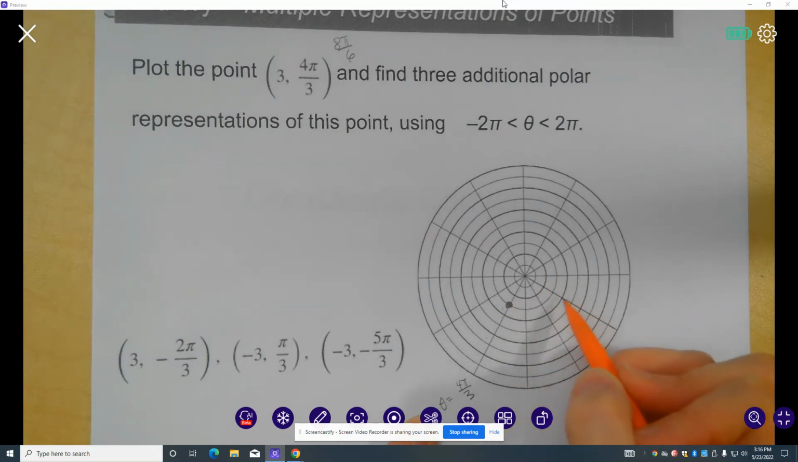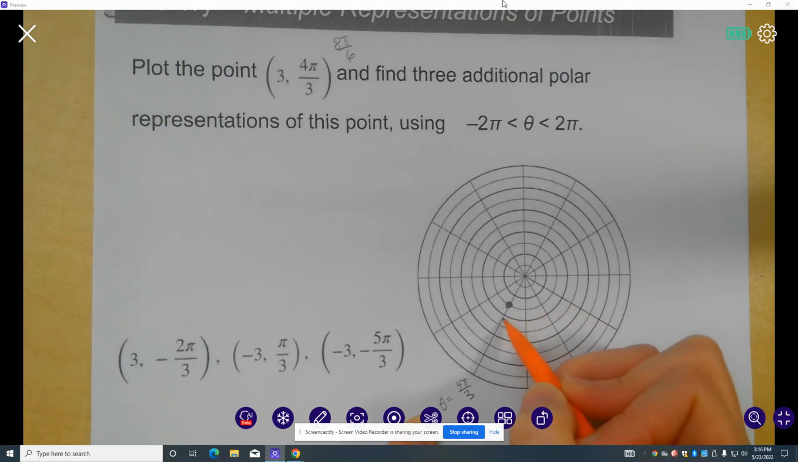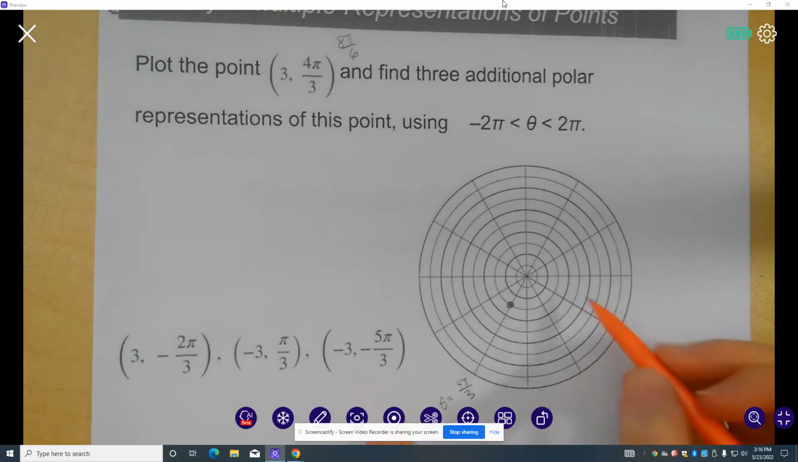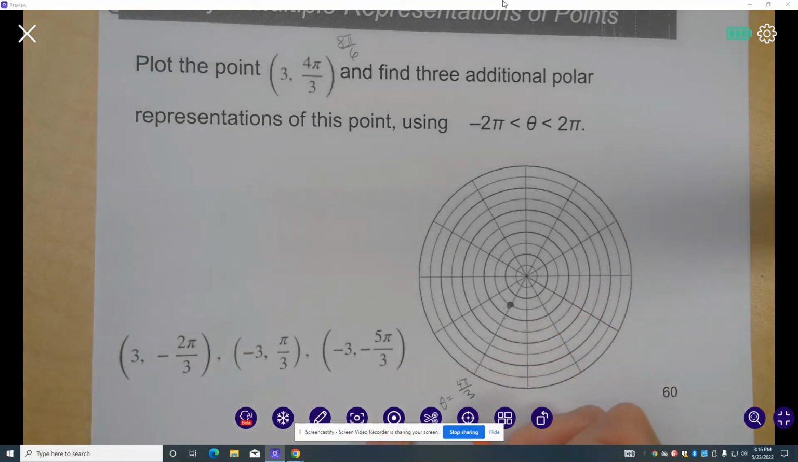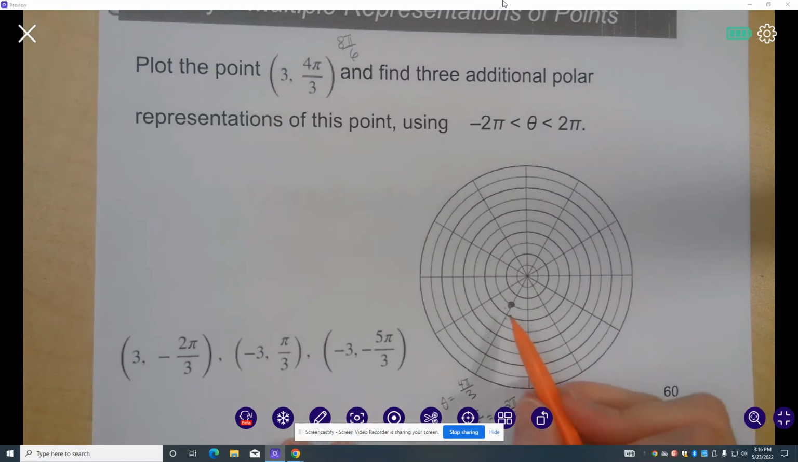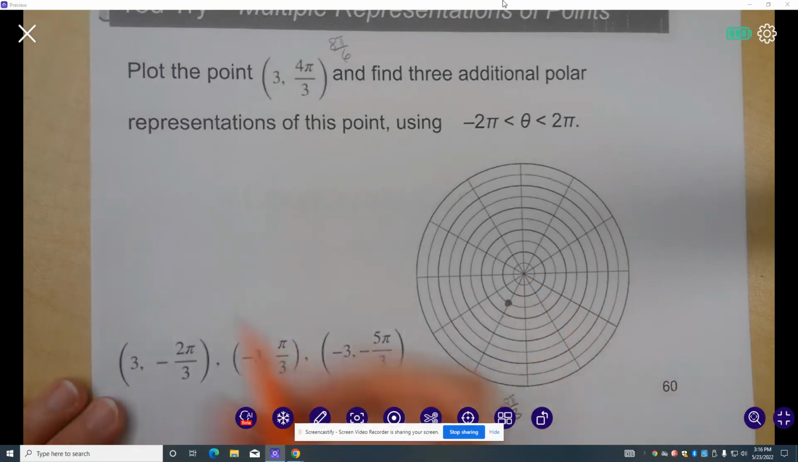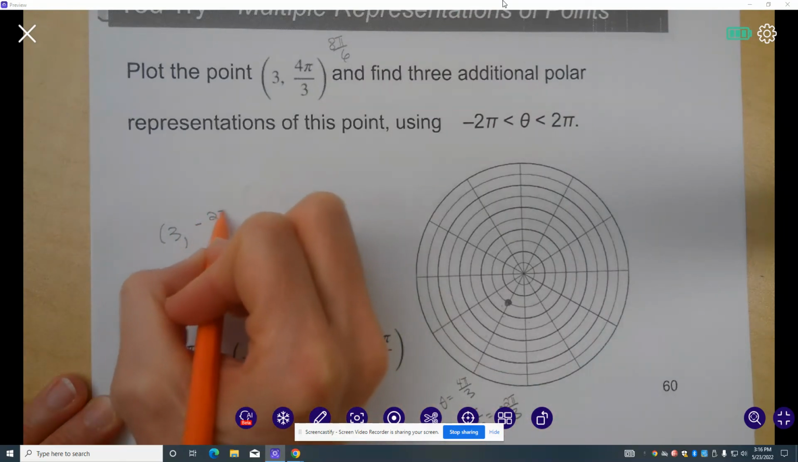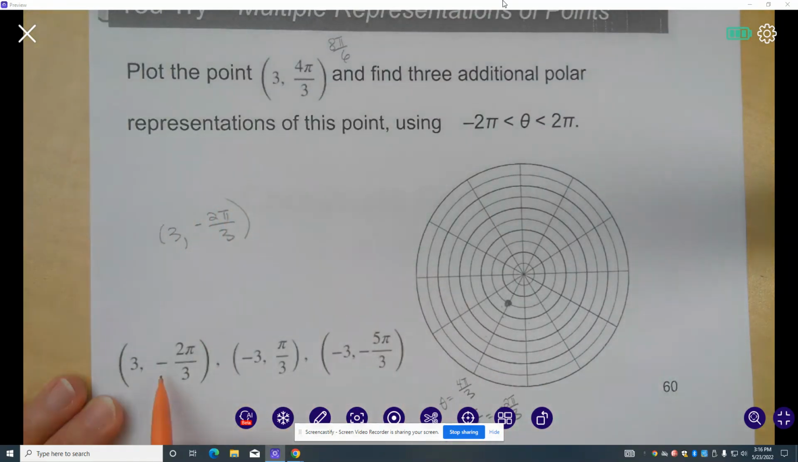So the negative angle would be negative 1 pi over 6, negative 2 pi over 6, negative 3 pi over 6, negative 4 pi over 6. And if you simplify that, that's negative 2 pi over 3. So the first way I can represent this point is with the same positive 3 radius and the angle negative 2 pi over 3. So that's this answer right here.